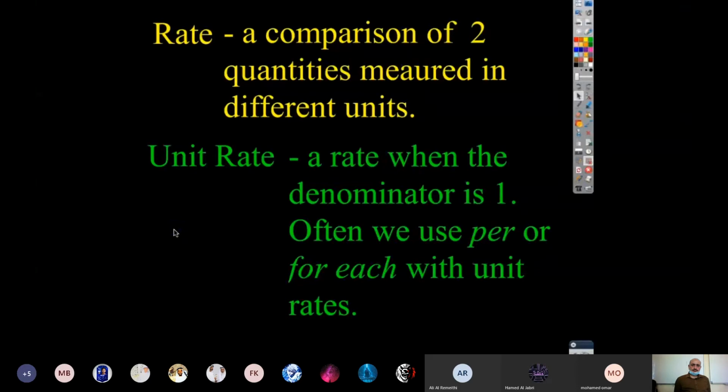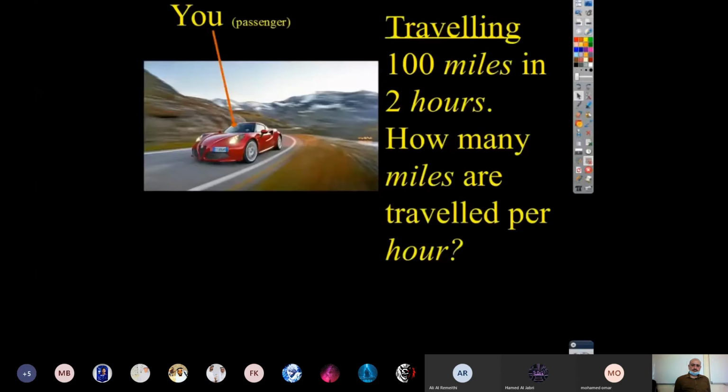And I'll explain a little bit more about what unit rate is here in a second. So let's go back and take a look. You, as the passenger, because you're too young to drive, if you're in my class. If you're not in my class, then maybe you could be behind the wheel. But you're traveling, right? You're not driving. You're traveling 100 miles in 2 hours.